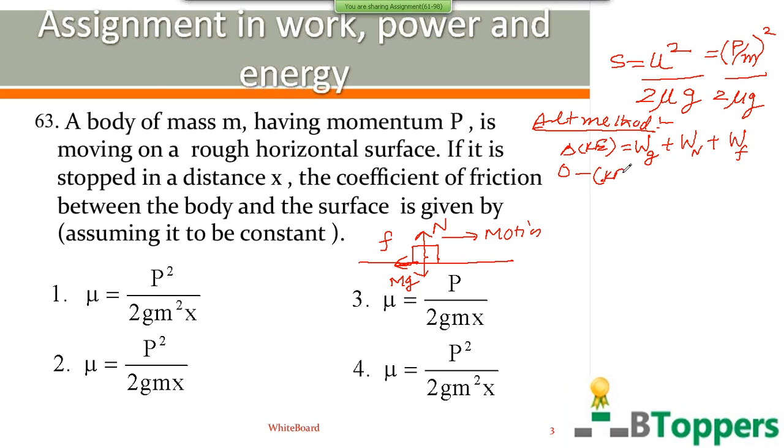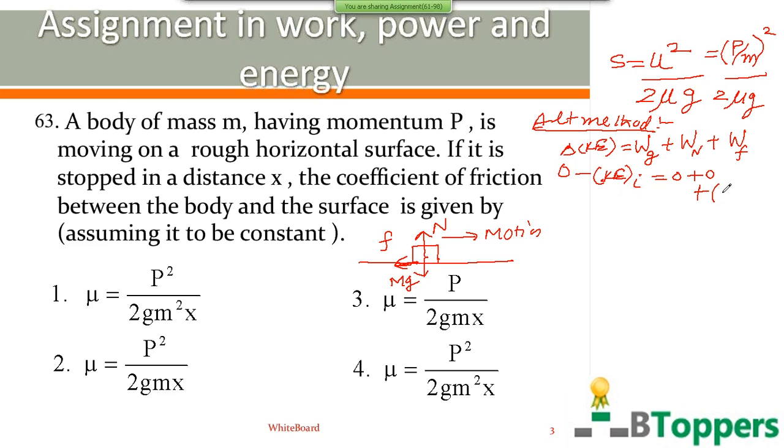The change in kinetic energy is final kinetic energy minus initial kinetic energy. Work done by the gravitational force is 0 because the gravitational force mg acts perpendicular to the displacement. In this case, the displacement is in the horizontal direction, and the gravitational force mg acts in the vertical direction. In the same way, the work done by the normal reaction R is 0.